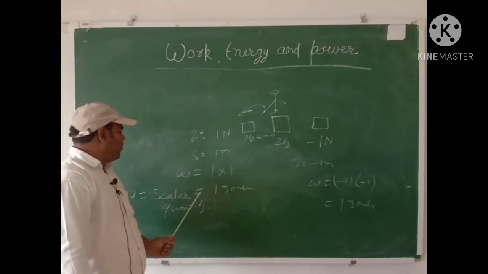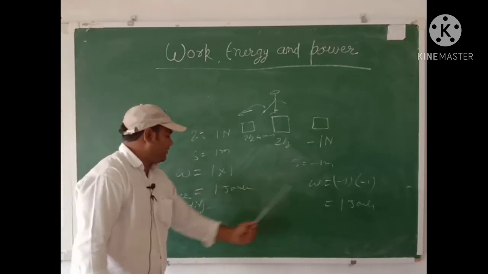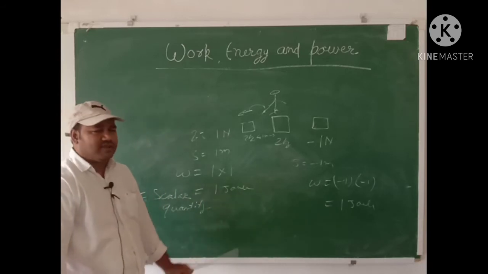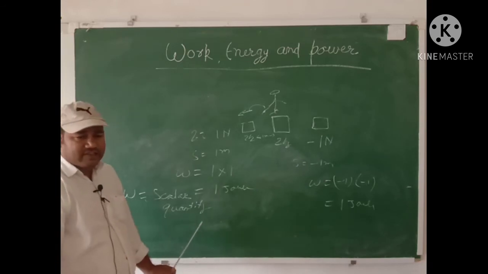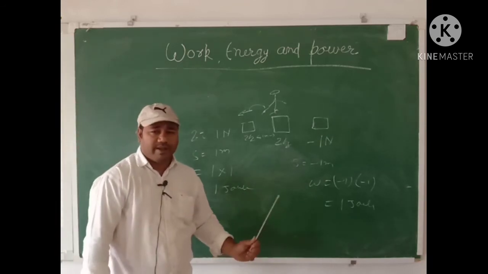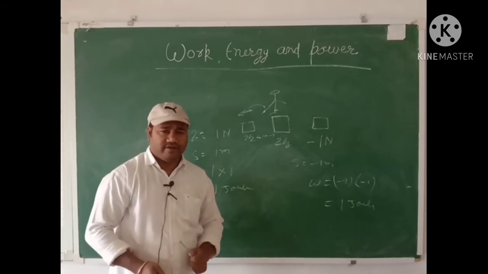But we are not bothering about the direction, whether we are getting minus or plus. So work has nothing to do with the direction. That's why work is a scalar quantity. This I have explained theoretically. Mathematically, you will study it in the 10th standard and further in 11th standard. Okay?